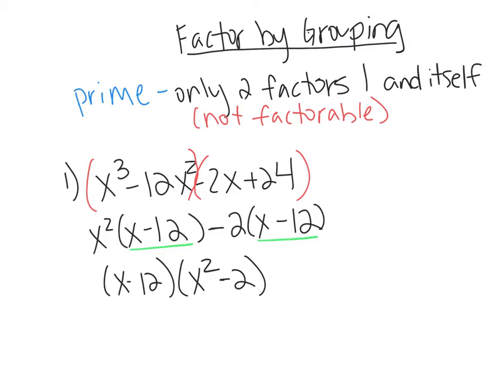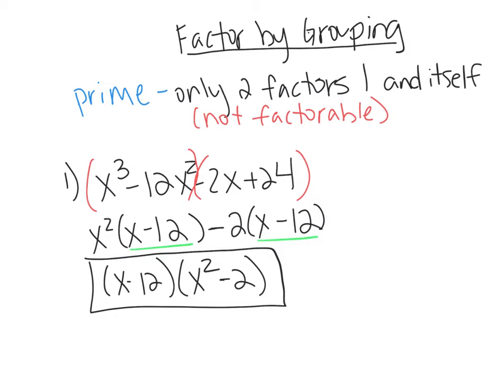And then I ask myself, x minus 12, can I factor anything out? Nope, that's prime. x squared minus 2, no common factors, that's prime. Box it, and we're done. If you're unsure if your answer is correct, we could always FOIL this out to make sure that we get our cubic x cubed minus 12x squared minus 2x plus 24, by foiling or drawing the box and multiplying out.